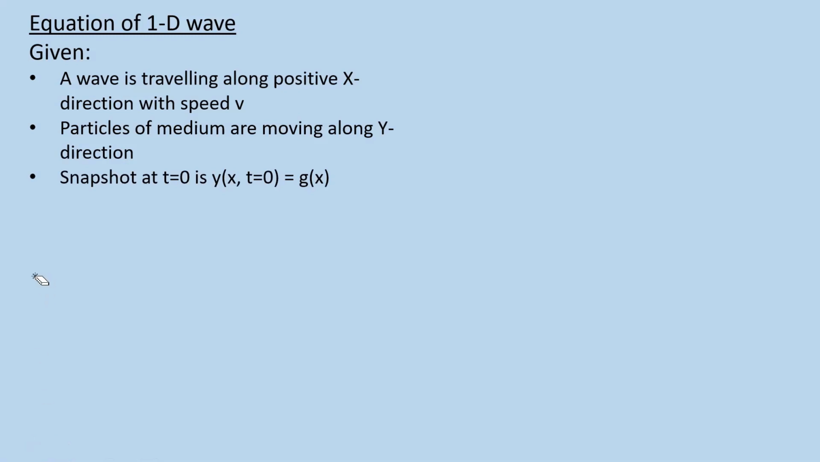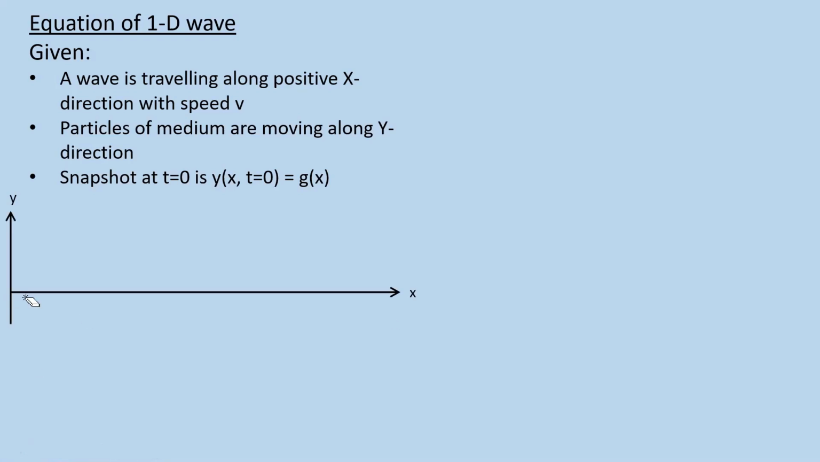And a photo of the wave, that is a snapshot. It could be of any form, so I have written a general form. The snapshot at t equal to 0, where time is fixed. So the snapshot is just a waveform that is a function of y and x. So that shape is g(x). y as a function of x is g(x), and it's like this.